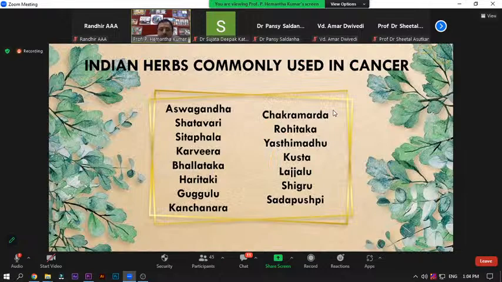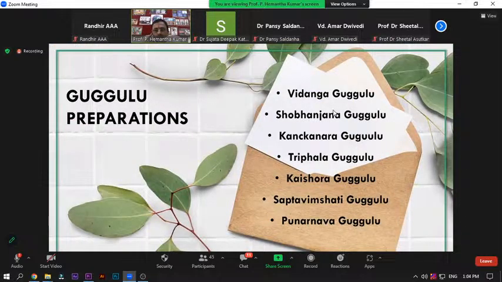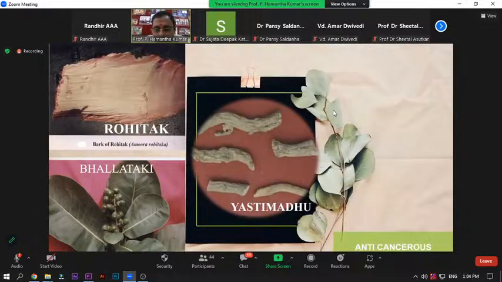And some of the herbs used are considered to have anti-cancer properties, as conducted in various studies regarding Ayurvedic medicines like Ashwagandha, Shatavari, Sitapala, Karavira, Ballataka, Haritaki, Guggulu, Kanchanara, etc. And some of the Guggulu preparations we use in normal practice like Vidanga Guggulu, Sobhanjana Guggulu, Kanchanara Guggulu, Triphala Guggulu, Kaishora Guggulu, etc. This anti-cancer effect was proved at Banaras Hindu University under the able guidance of my head of the department at that time, Professor G.C. Prasad ji. He made a great contribution regarding research work on cancer in various parameters.